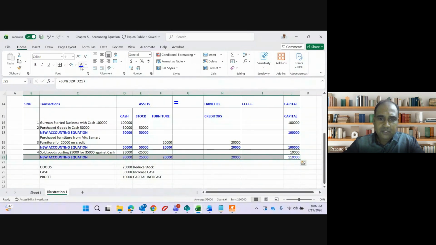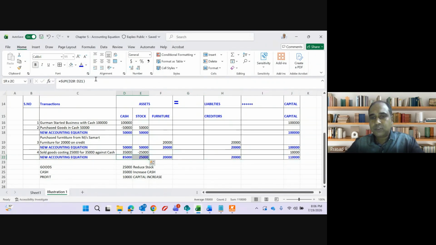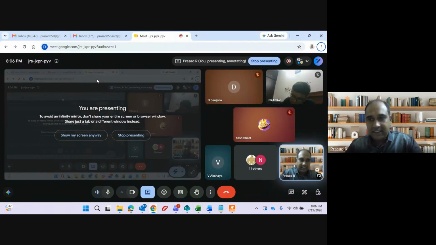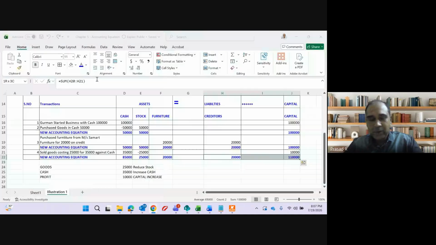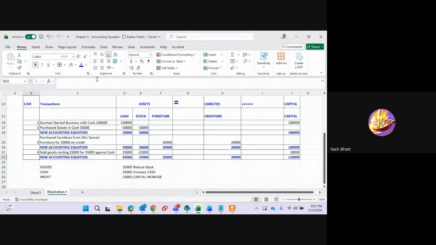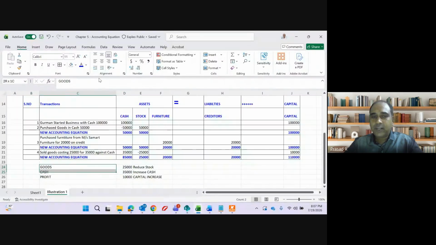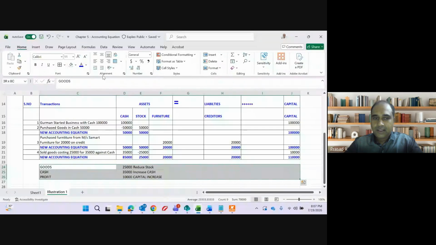My new accounting equation. Is it tallying? 85,000 plus 25,000 is 1,10,000. 1,10,000 plus 20,000 is 1,30,000. Liability is 20,000 plus capital 1,10,000. It is tallying. Clear, guys? Any doubt? No, sir. This you have noted down, guys? Yes, sir.